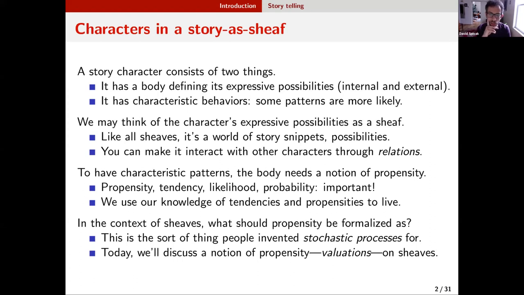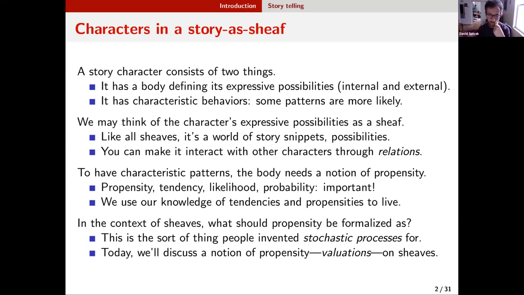But to have characteristic patterns, the body, what I'm capable of doing, needs to have some notion of tendency or propensity or likelihood or probability. And that's super important because it's only using our knowledge of tendencies and propensities that we're actually able to do anything. So previous work of mine, that I'll get to in a little bit, it won't be very relevant today, was about thinking about what behaviors are possible, but that really doesn't go very far towards understanding the world. You need to understand what's probable.